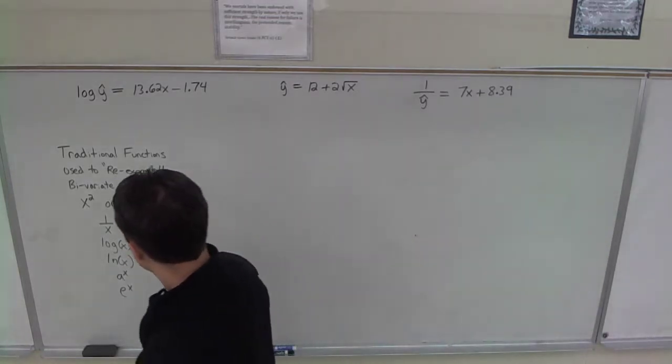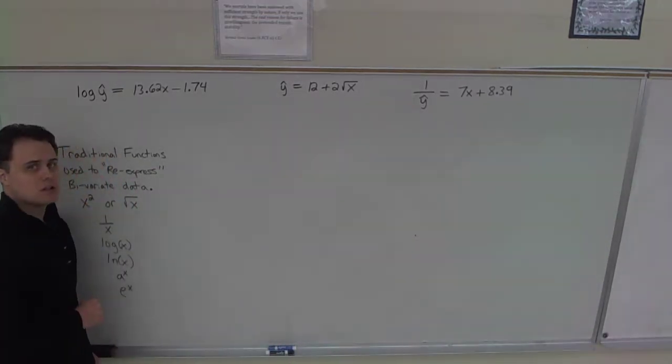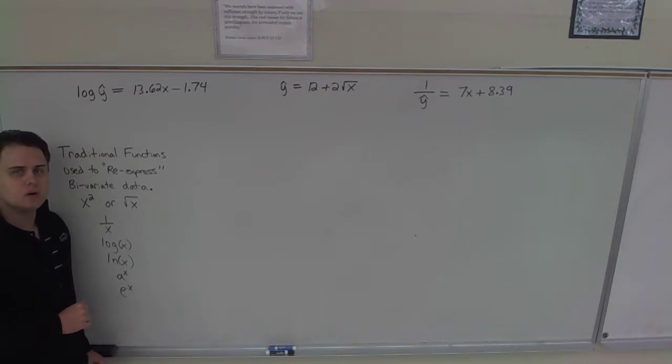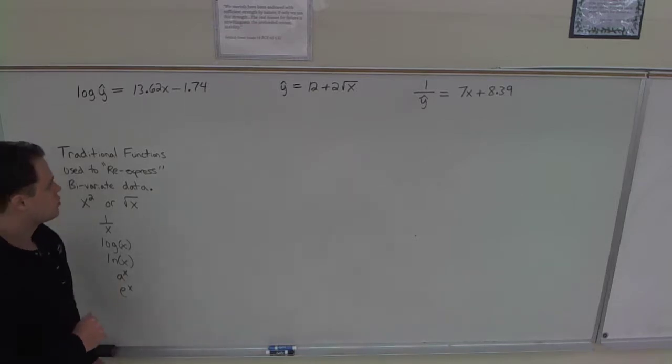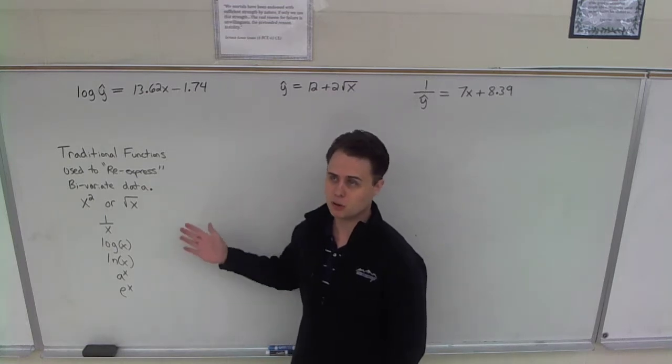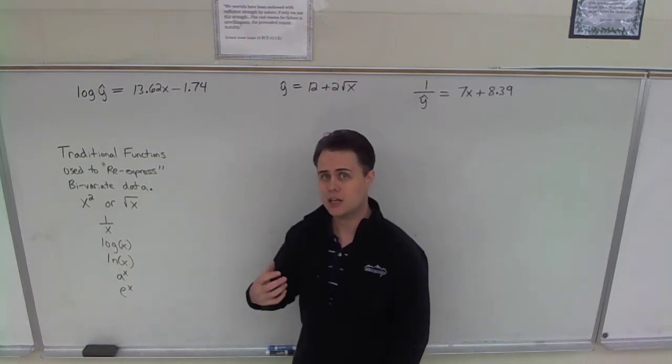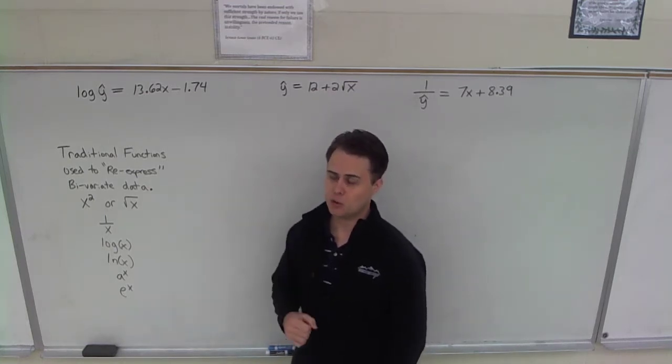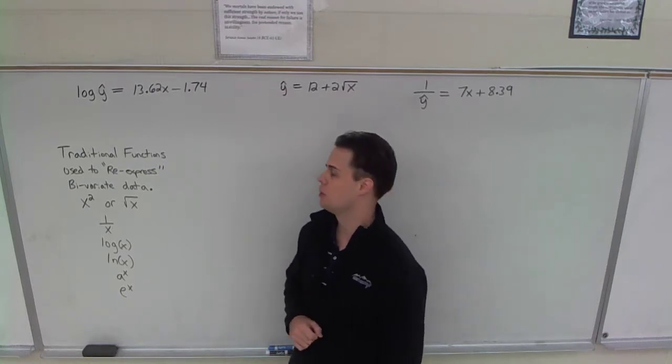So first I wanted to talk about the traditional functions. These are not the only functions, but they're the typical ones that you'll see re-expressed data in AP Statistics and in pretty much every science class in college where you need to work with scatterplots. Very common. So traditional functions used to re-express bivariate data, I didn't put these in any particular order. We're going to learn about a ladder which has an order to these functions next week.